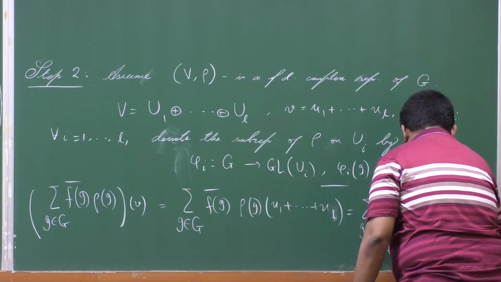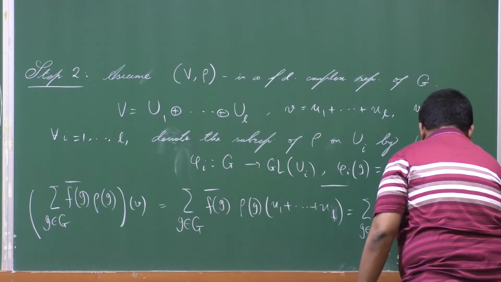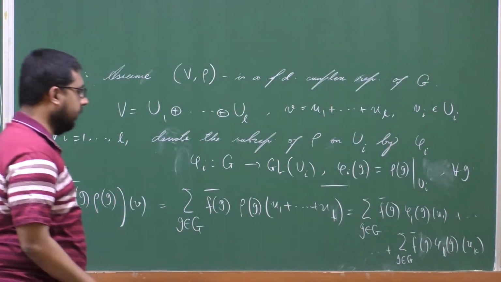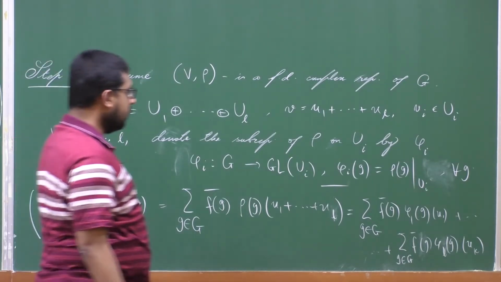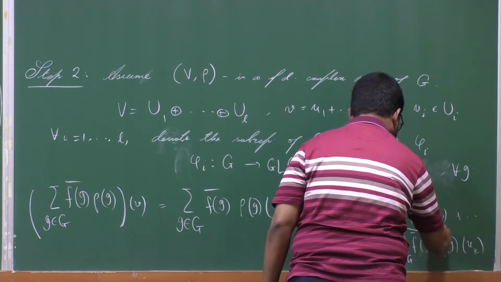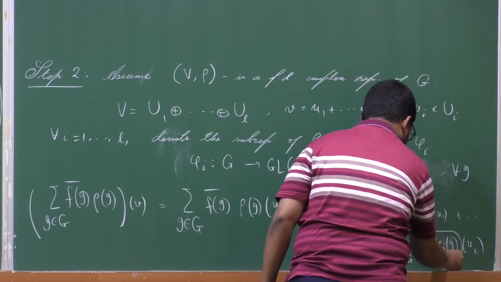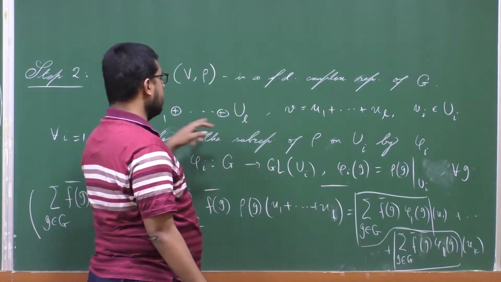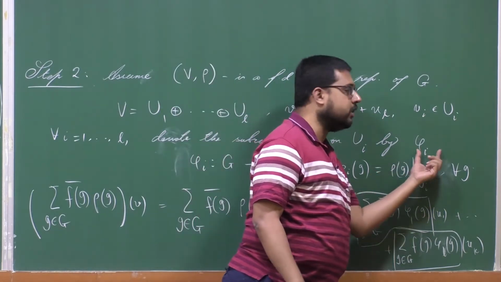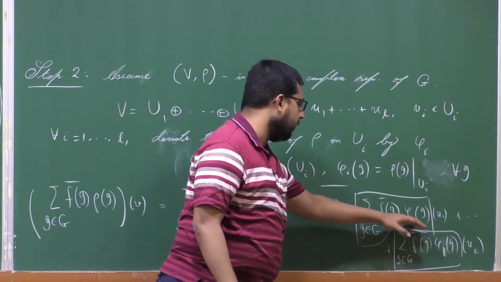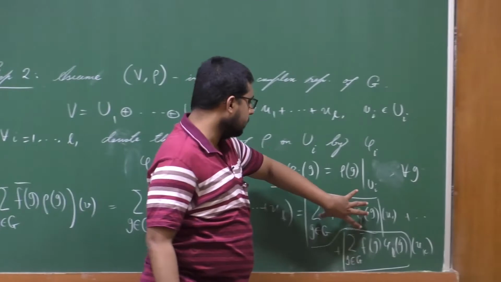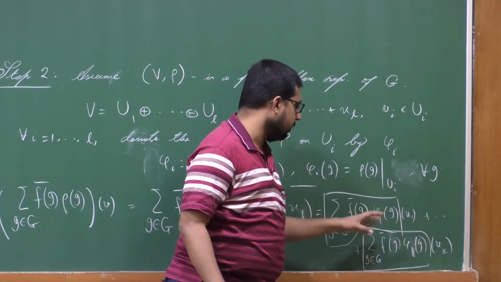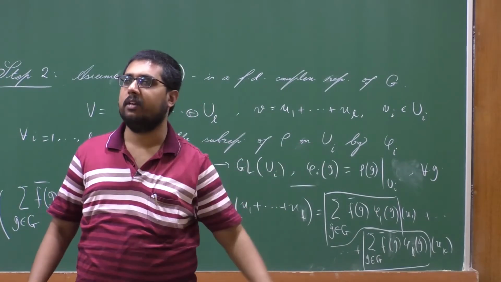f bar G phi l G of u l. This is what we have for every V. Now, what about each of these summands, each of these linear maps? By your assumption, each U i is irreducible, because that is how, by Maschke's theorem, we have such a decomposition, and hence each phi i is irreducible. So once we have an irreducible representation, our observation made in step 1 confirms that each summand in this sum is going to be 0.